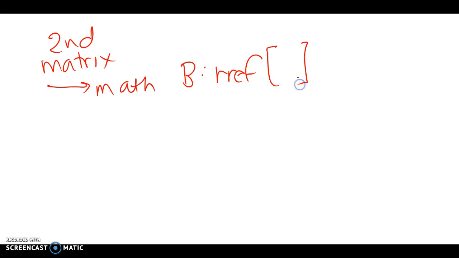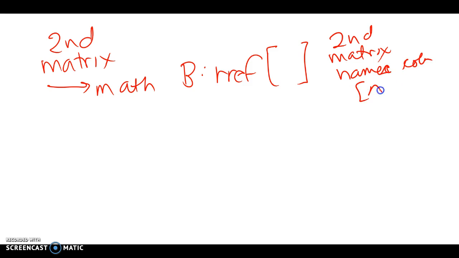Then you're going to go back and pick the matrix you want. So I'm going to hit second matrix, under the names column, I'll pick my A. That's where I have my 3 by 4. So now on my screen it says RREF A. And I'm going to close my parentheses and hit enter.